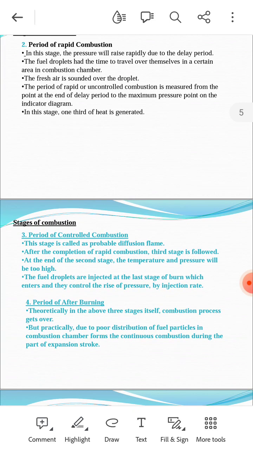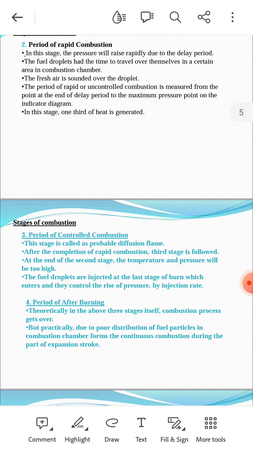The third one, period of controlled combustion. This stage is called the diffusion flame. After the completion of the rapid combustion, the third stage follows. At the end of the second stage, the temperature and pressure will be very high. The fresh droplets are injected at the last stage of burning, which burn and control the rise of pressure by the injection rate. Then the fourth one, period of after burning.